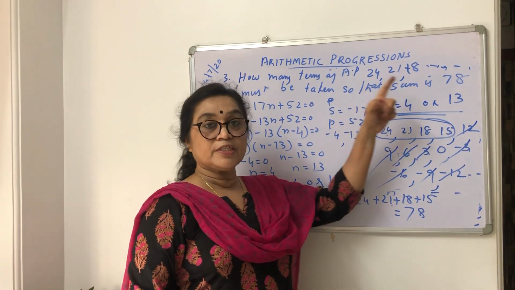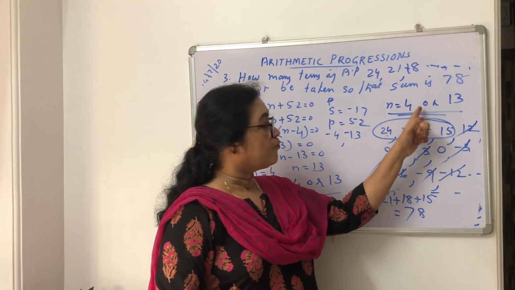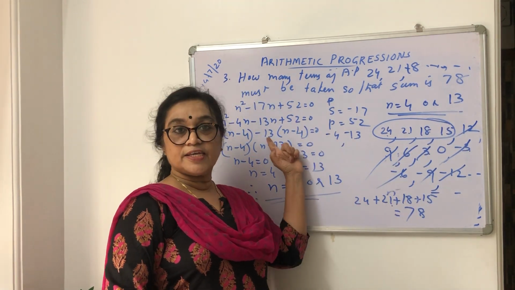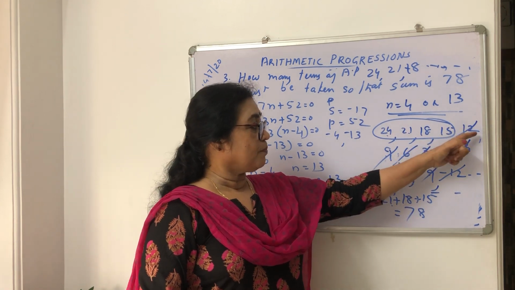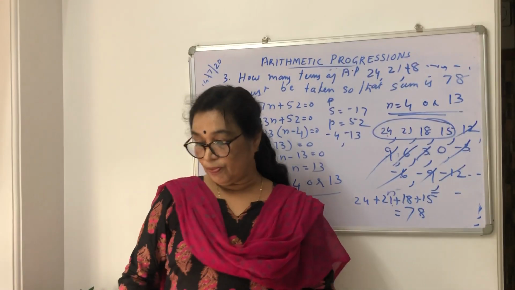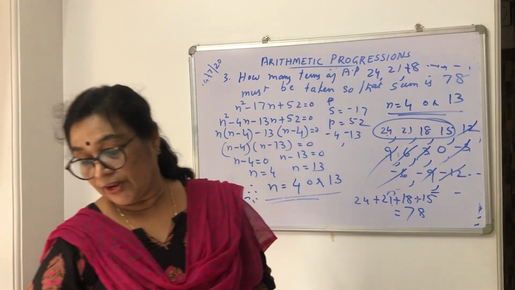The reason for the double answer is that the sum of the terms from the 5th to the 13th is 0, because A is positive and D is negative. Therefore, some positive terms and negative terms will be cancelled. I hope all of you understood. Next one.